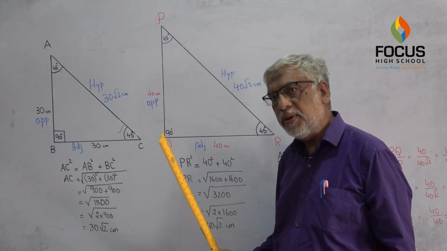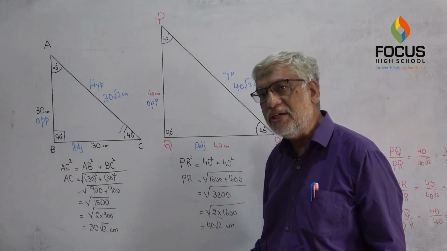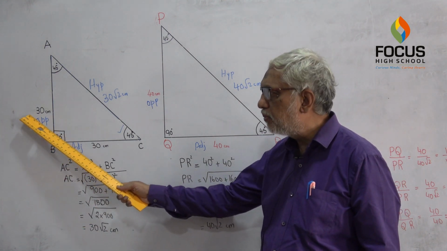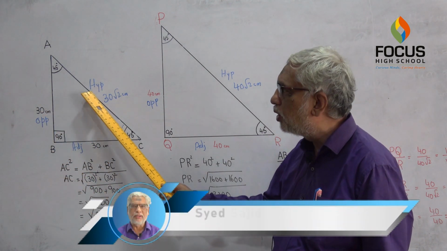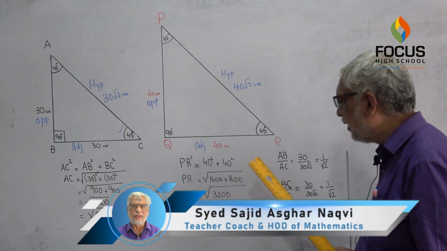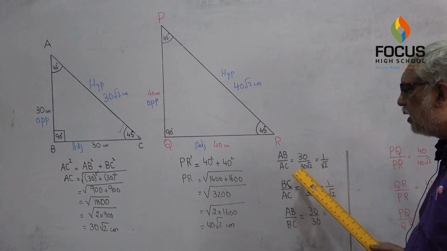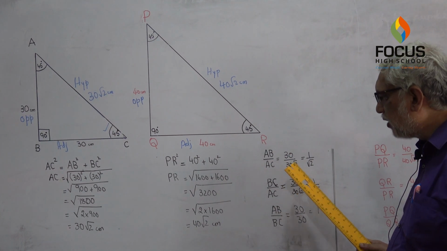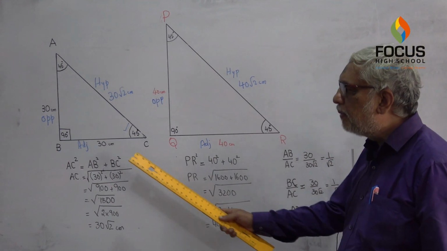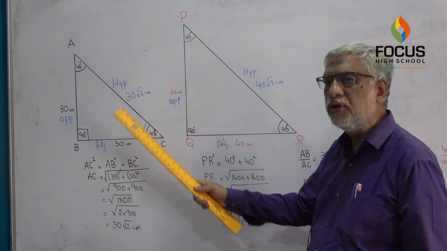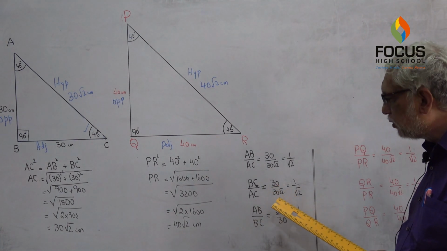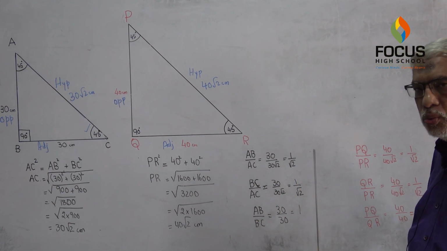Now we are taking the ratios of the sides of the triangle, AB by AC. AB, we have drawn 30 centimeter and we got the hypotenuse as 30 root 2 centimeters. So if I take AB by AC, I get 30 upon 30 root 2. On simplification, I get 1 by root 2. Next is the adjacent side upon hypotenuse, BC by AC, 30 upon 30 root 2, which is 1 by root 2.